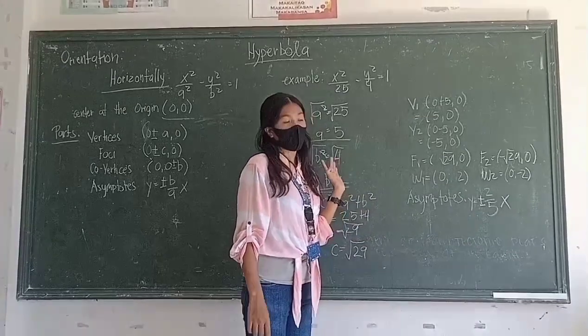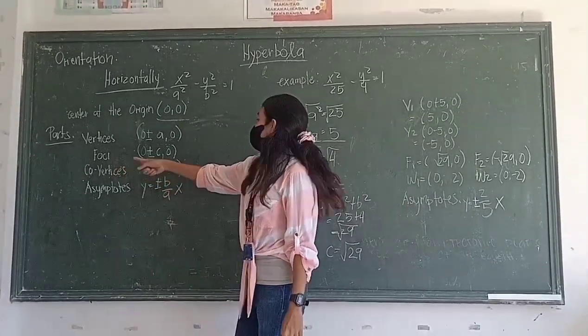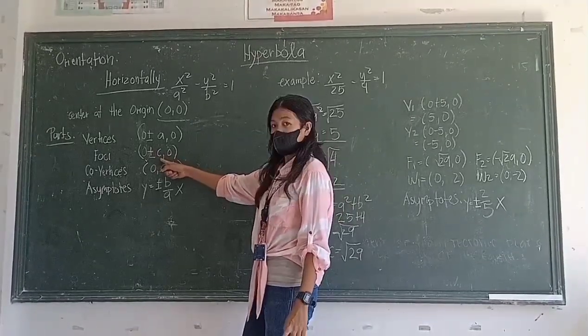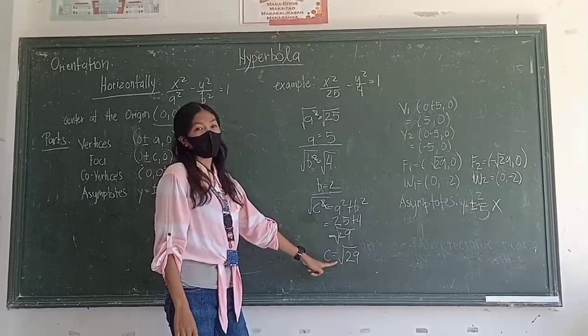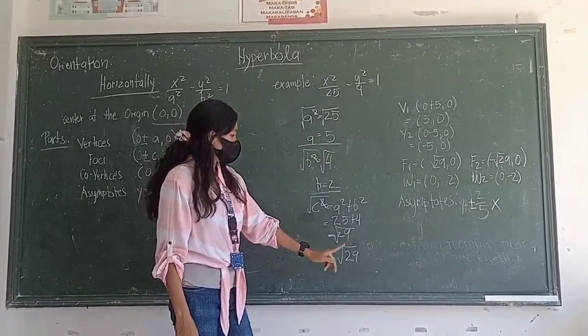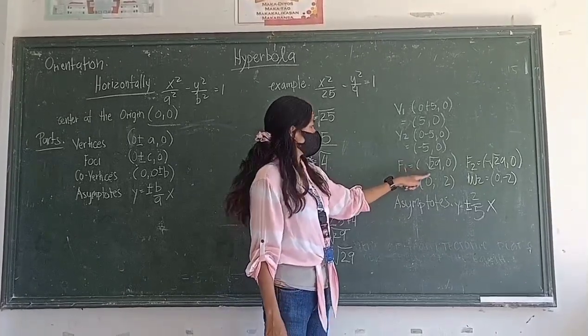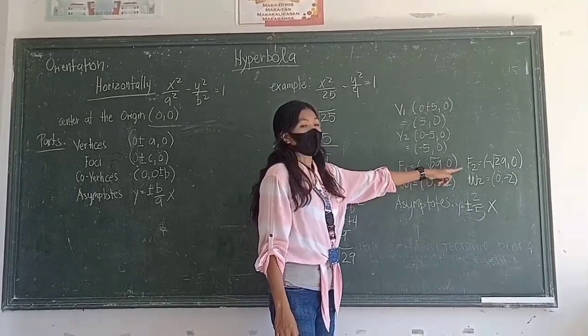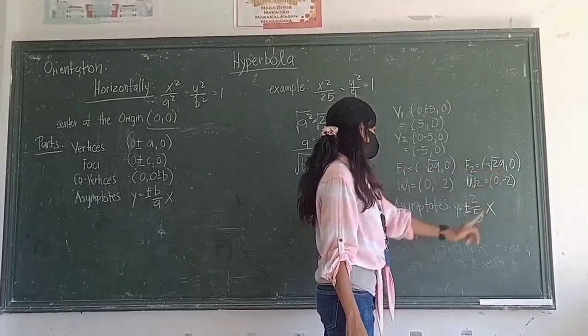Next, we need to find the foci. We should follow this. Foci plus or minus c, and 0. The value of c is the square root of 29. So we need to substitute. Focus 1 is equal to the square root of 29 and 0. Focus 2 is negative square root of 29 and 0.